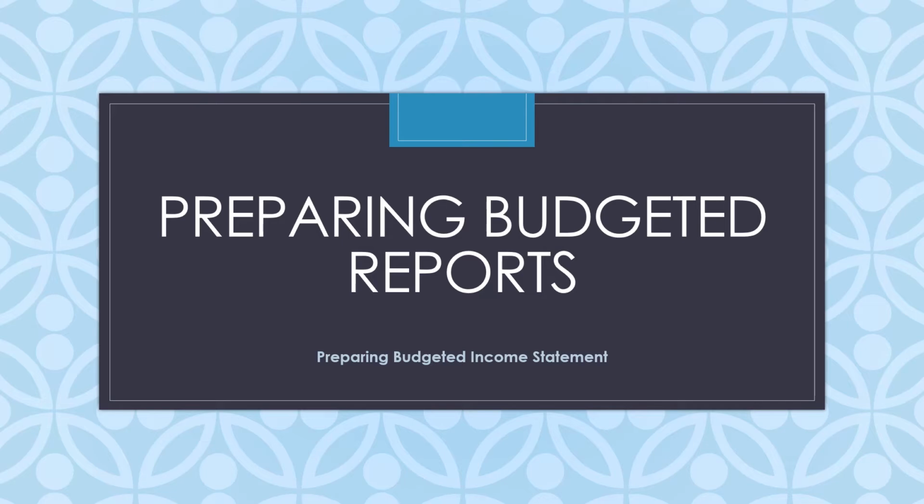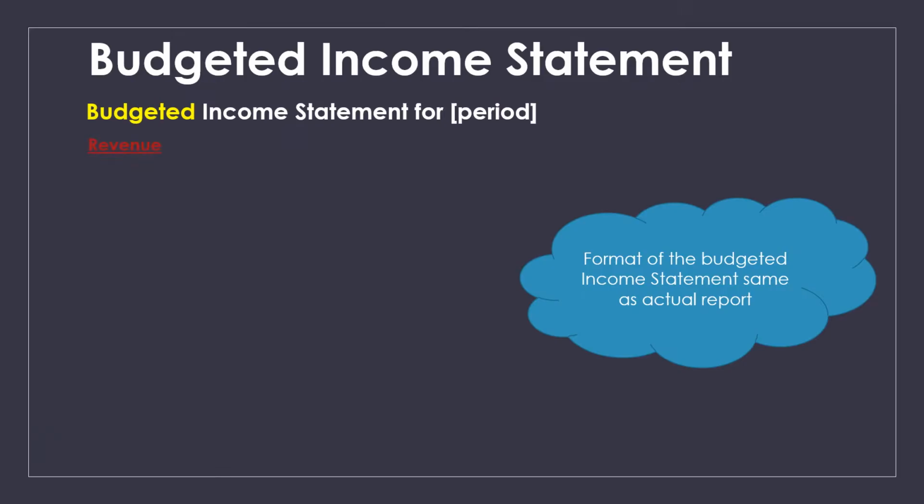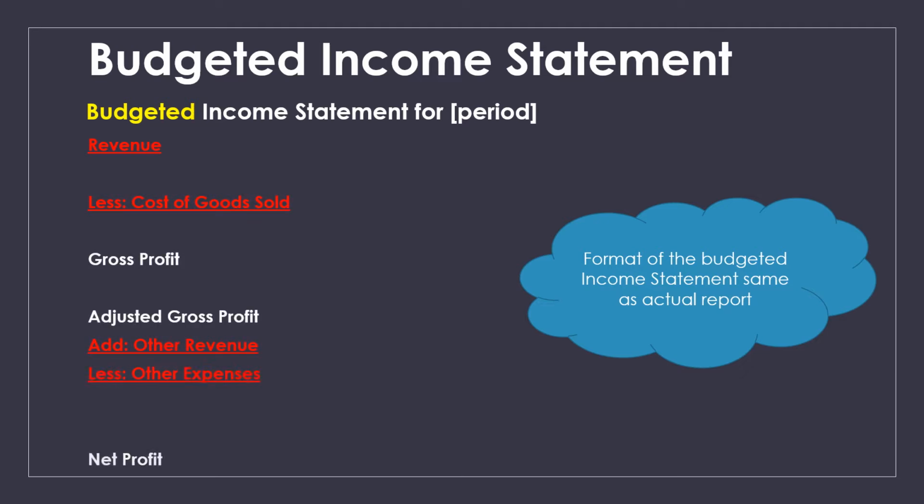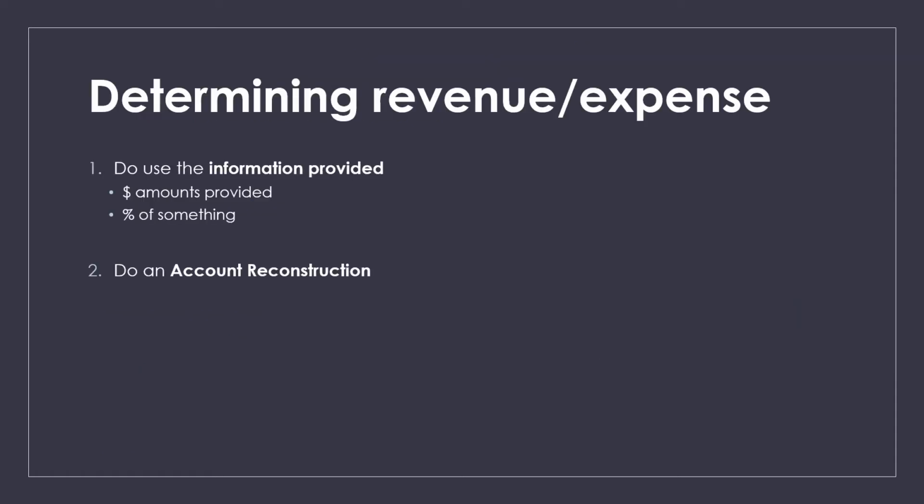In this video, we're going to look at preparing the budgeted income statement. As we can see here, the format of the budgeted income statement is the same as the actual report. The only difference here is in the title, where we write budgeted income statement for the period. To prepare the budgeted income statement, we'll need to determine the revenues and expenses to be reported.